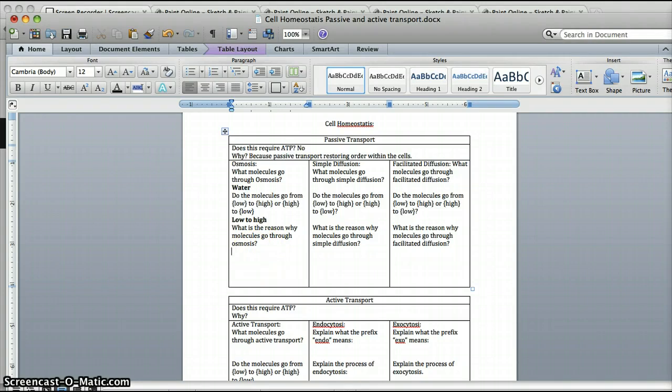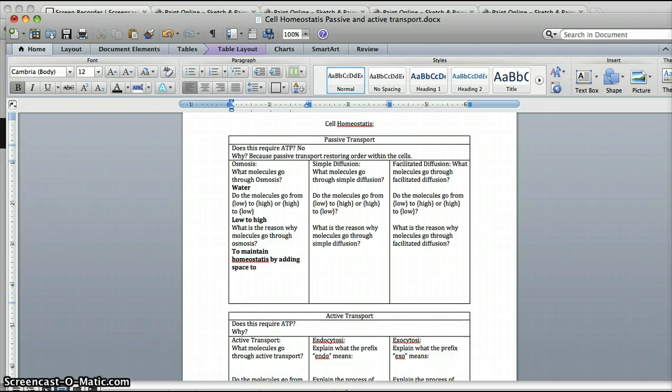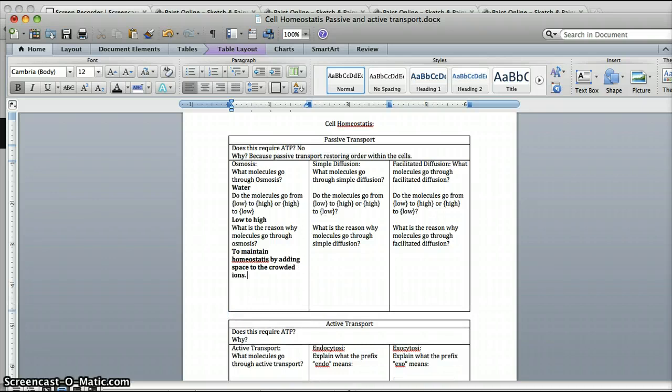Okay, and then it says, what is the reason why molecules go through osmosis? Now, molecules go through osmosis to maintain homeostasis by adding space to the crowded ions. Now, what it's doing is it's adding space to the crowded ions, so that's why it goes from low to high.